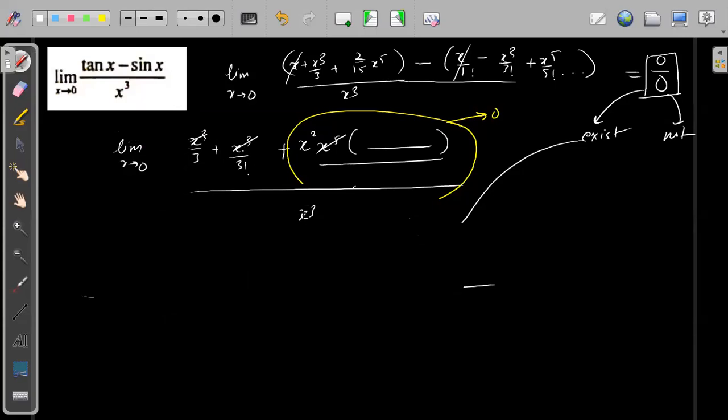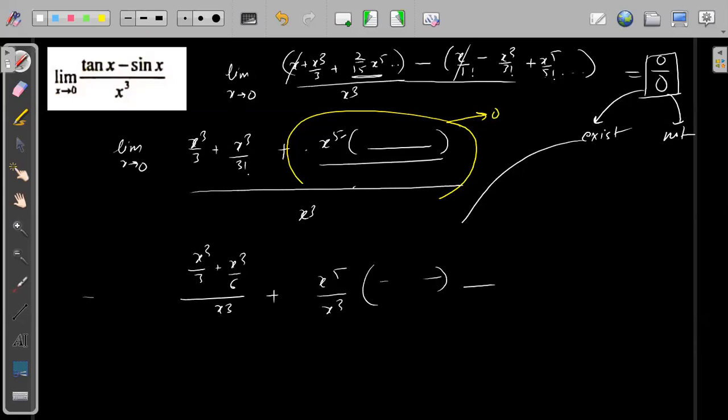You can cancel this x cube with this, so you can take separately this x cube, and this is x to the power 5. You can take separately. So this is x cube by 3 plus x cube by 6 divided by x cube, plus this is x to the power 5 over x cube, and this is something where we can take x to the power 5 factor as common, because the remaining terms will have x to the power 5 and more.